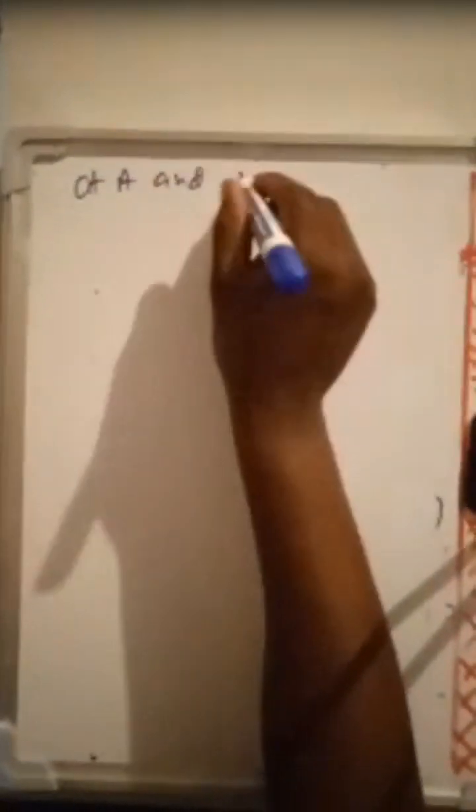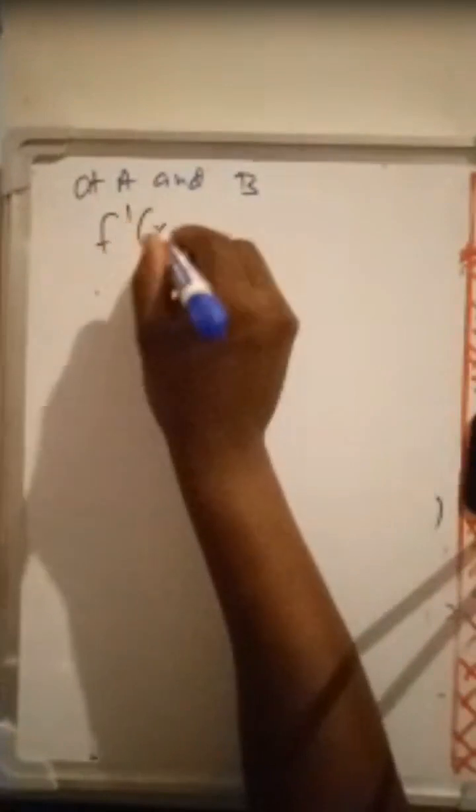Calculate the coordinates of A and B. So what is happening at A and B? A and B are stationary points. How do we get the x values of the stationary points? At A and B, remember that the gradient there is equal to 0.